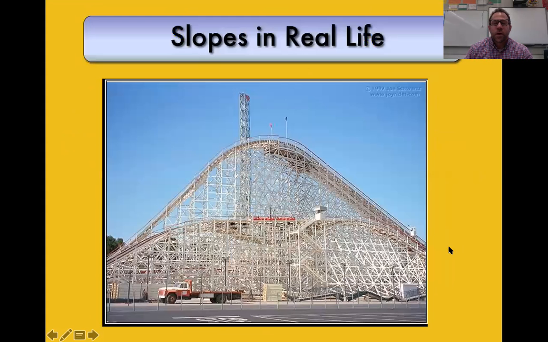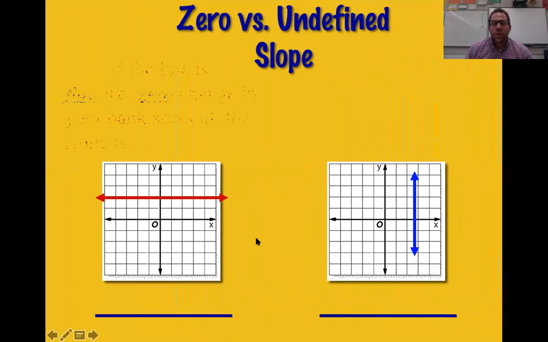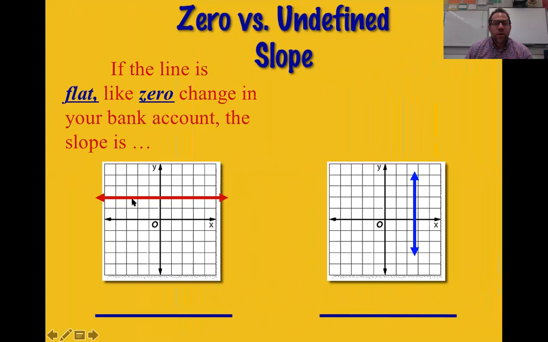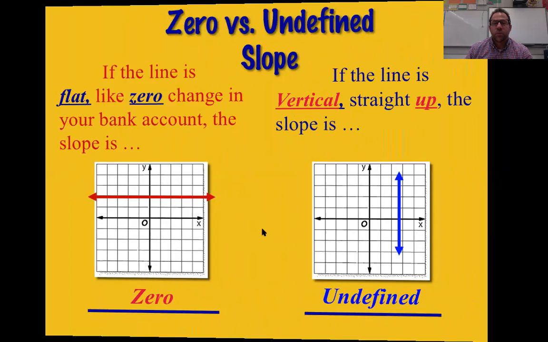Okay, and then we looked at this roller coaster again. Then we talked about 0 and undefined. So a flat line would be called 0 slope. There's 0 change. It's not going up, it's not going down, it's just flat. And then perfectly straight up and down, we would call that undefined. And you're going to have to memorize that. U for straight up maybe would be helpful.